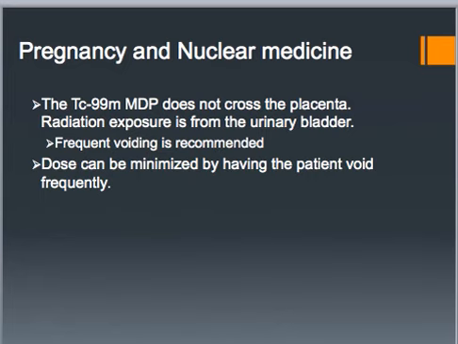So I kind of already talked about this, but the Tc-99m is one of the radiopharmaceuticals that we use that does not cross over the placenta. So the radiation exposure from a pregnant woman to her baby is through the bladder. Like I said, if the benefit outweighed the risk, they would still do the scan. They would just have the patient void frequently and not allow that bladder to fill up with radiopharmaceuticals.